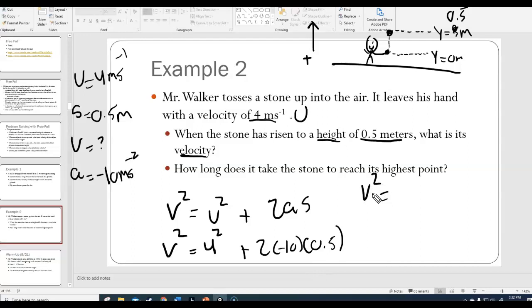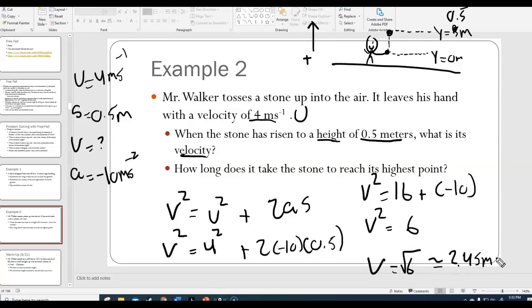I simplify. 4 squared is 16. 2 times negative 10 is negative 20, and then half of that is negative 10. So I get v squared equals 16 plus negative 10, which is 6. So v is going to be the square root of 6. And I'm typing that into my calculator as I write that down. It's going to be 2.45 meters per second. And the direction, because remember this equation you have to account for the direction on your own. Should the direction be positive or negative? Well, it should be positive because the stone is going up, right? And so that's the answer to the first question for example 2.